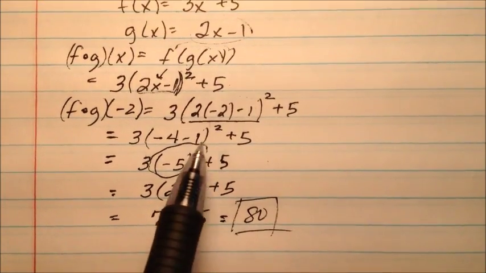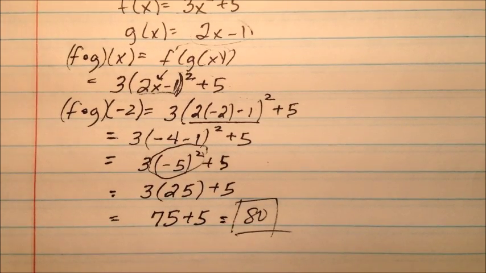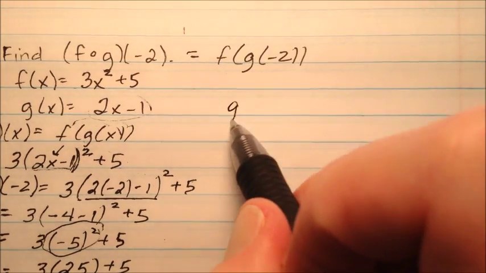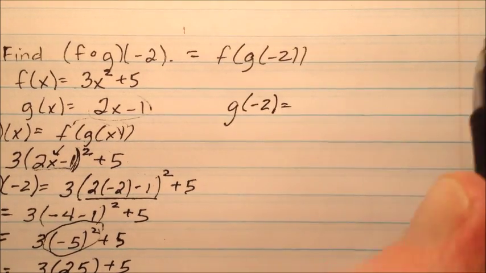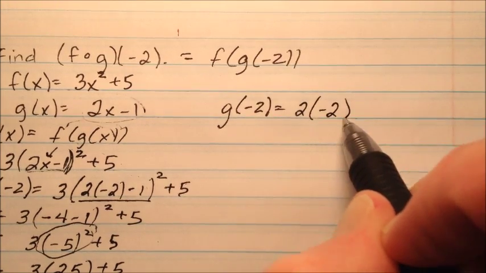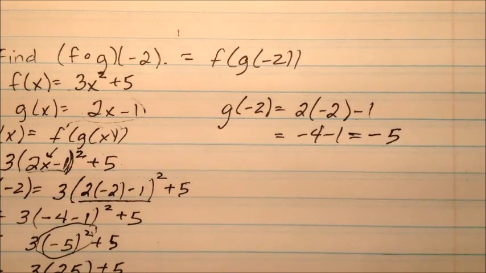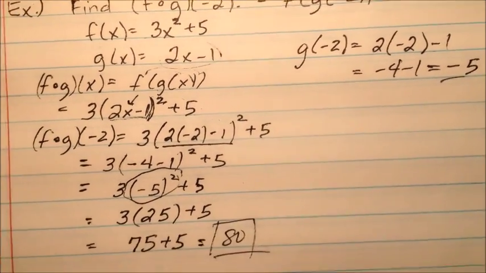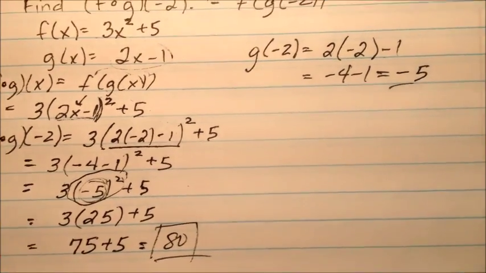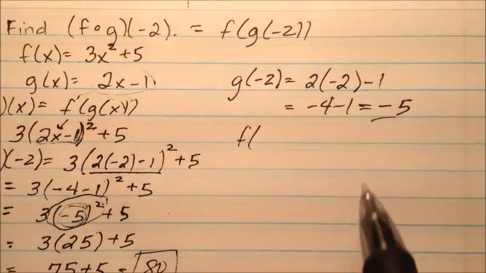So you could find the composition first, which is right there, and then just go ahead and plug in your -2. Or you can plug in the -2 to g, so we'll find g of -2. Well, that's going to be 2 times -2 minus 1, which is -4 minus 1, is -5. Notice this -5 is actually what we got down here, -5. So a lot of the arithmetic, in fact, all the arithmetic will be the same. It just is going to look a little different, the two ways you do it.